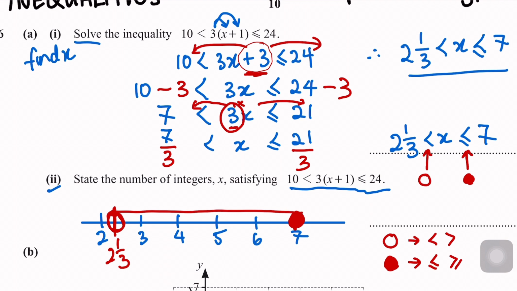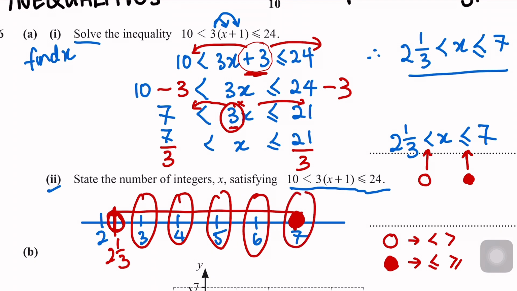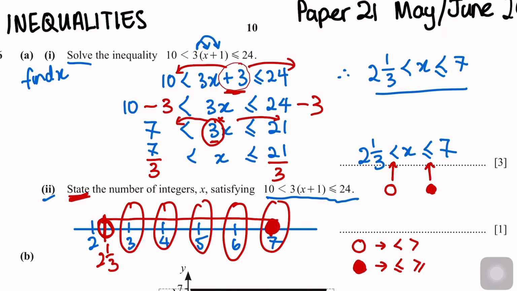Which numbers should I include between the range? The numbers that fall in the range should be 3, 4, 5, 6, and 7. So how many integers are there? 3, 4, 5, 6, 7. So the number of integers is 5. So 5 numbers total.